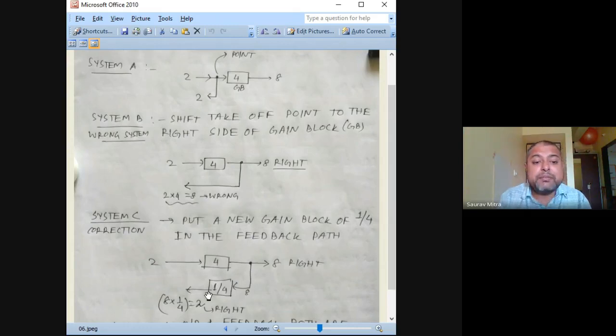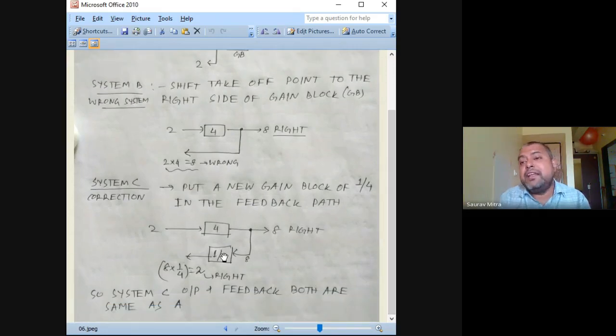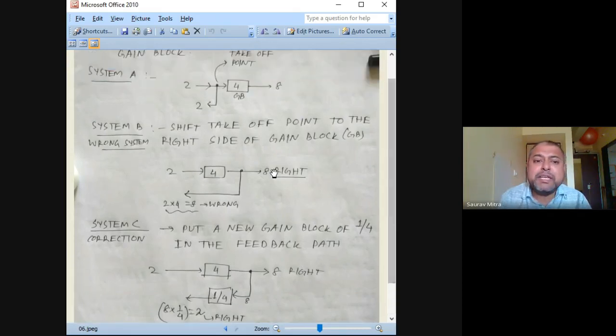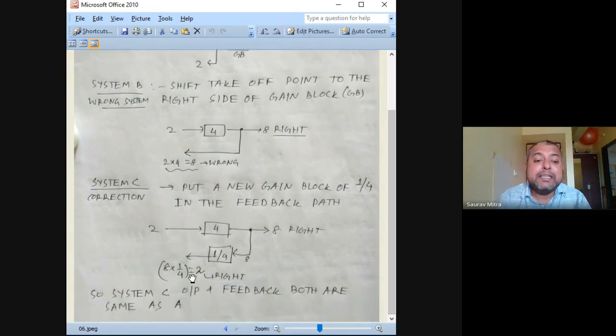Now this signal is being fed back, which means the output will be high, but we want the output to be the same as the input. That means here you have to put a gain block of 1 by 4 in this path, so that this 8 is multiplied with 1 by 4 and you get 2. So internally, how many changes have we made? First, we shifted the takeoff point. And as we shifted it, the feedback signal amplitude is getting multiplied by 4 times. Hence, to compensate that, we have to put a 1 by 4 gain block in the feedback path, so that again we get the output as 2.